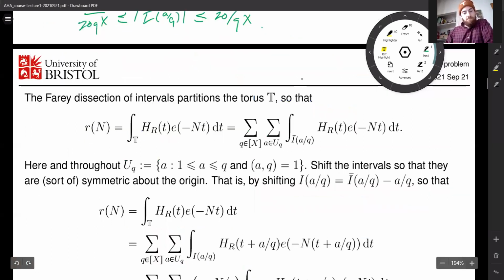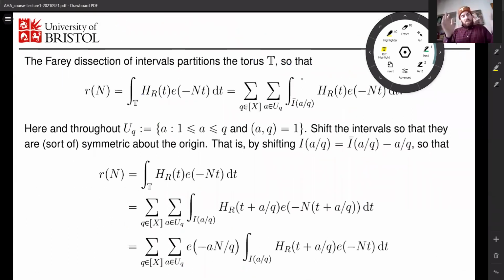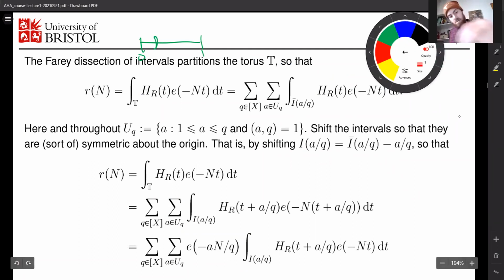Once we do that, we've broken up our torus into a bunch of pieces. So I have my torus, I say 0, 1, and I've got a nice arc here, maybe an arc here, and another arc here, a fat arc around here, around 1/2, and so on.